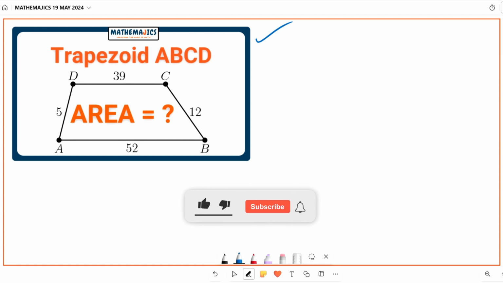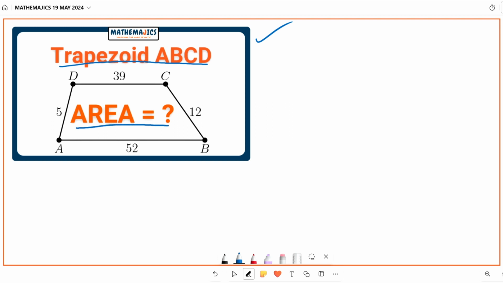Hello everyone. So we have this interesting question today from an American math exam called AMC. In this question, we are given a trapezoid ABCD, or a trapezium. We need to find the area of this trapezium. So let's see how we can find the area.